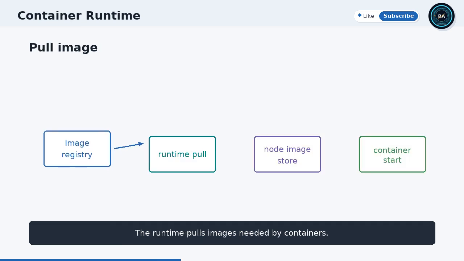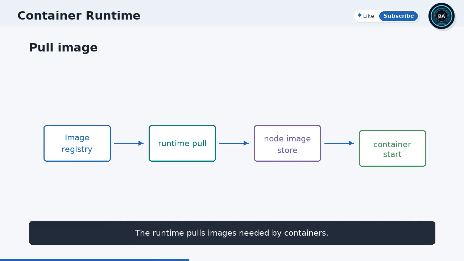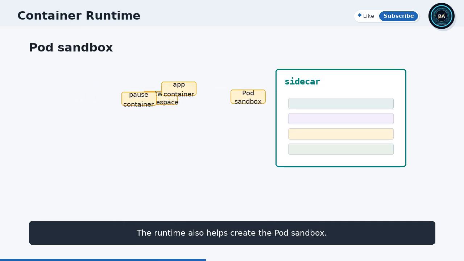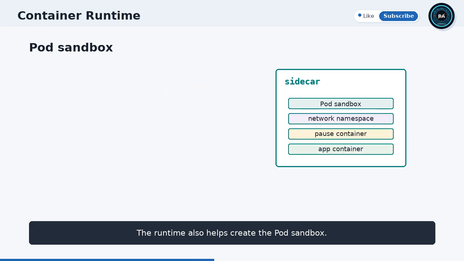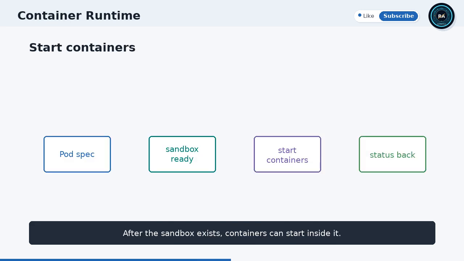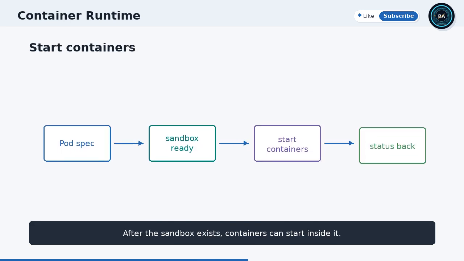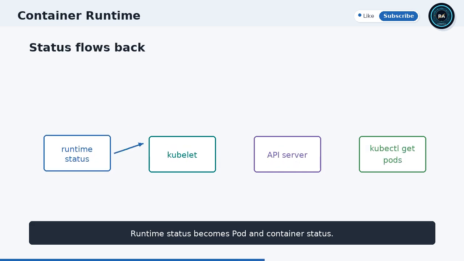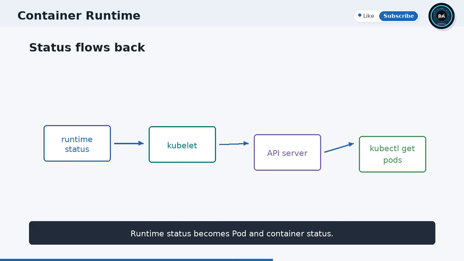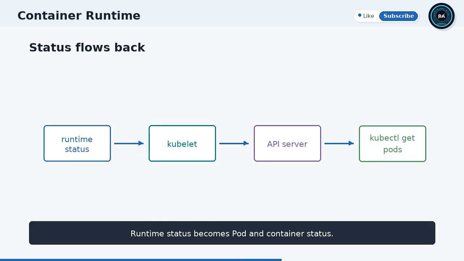When a pod needs an image, the runtime pulls it from a registry if it is not already present on the node. For a pod, the runtime creates the sandbox environment first, including the network namespace foundation that the pod containers share. After the sandbox is ready, the runtime starts the containers described in the pod spec and reports status back through kubelet. Kubelet asks the runtime for container status, then reports pod status back to the API server. That is what you see with get pods.